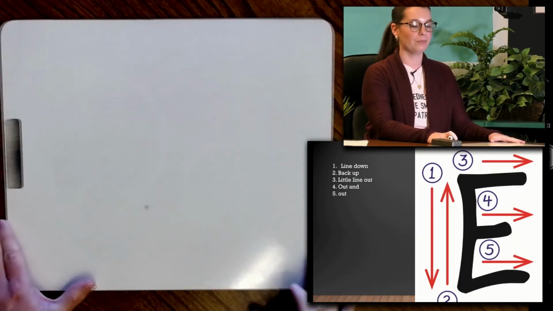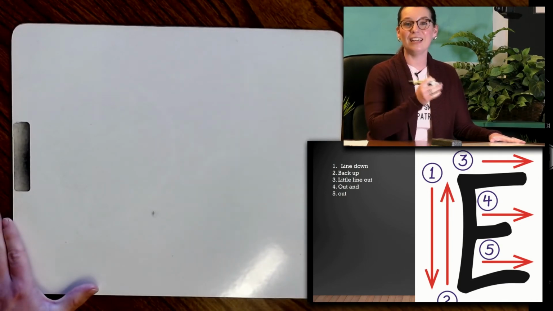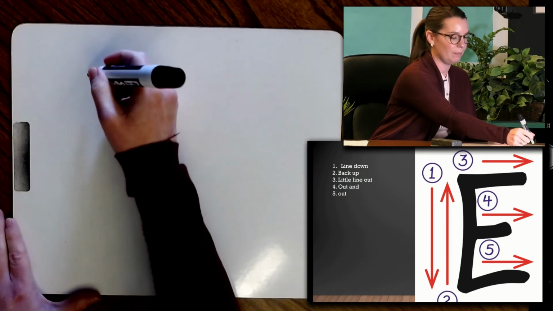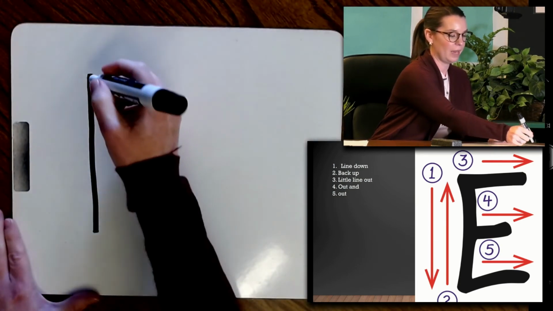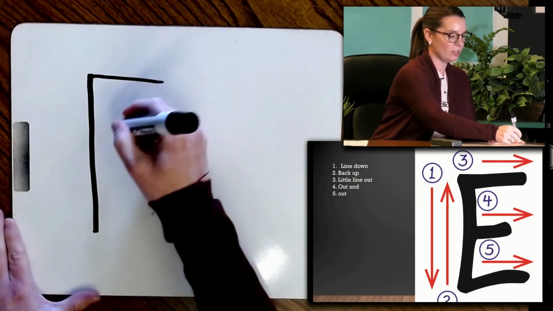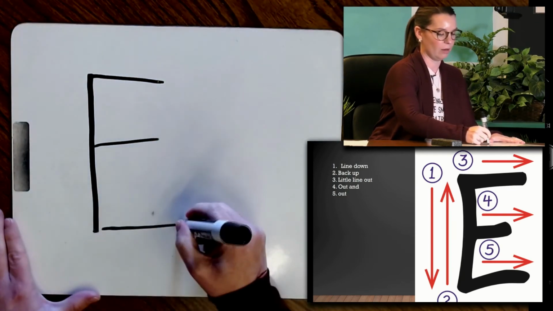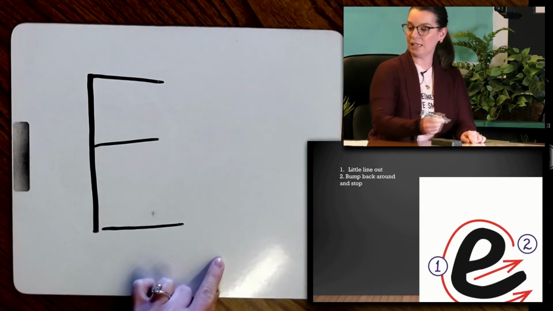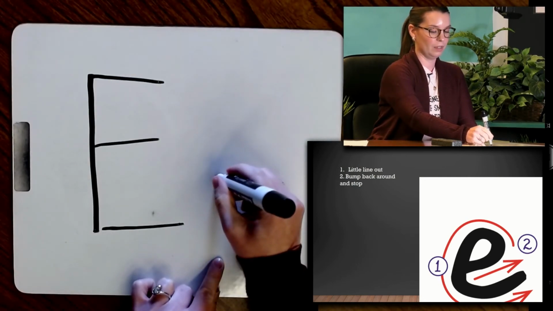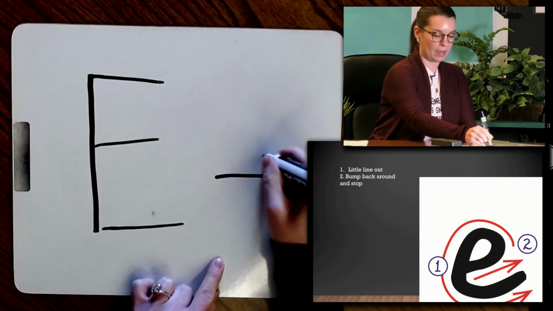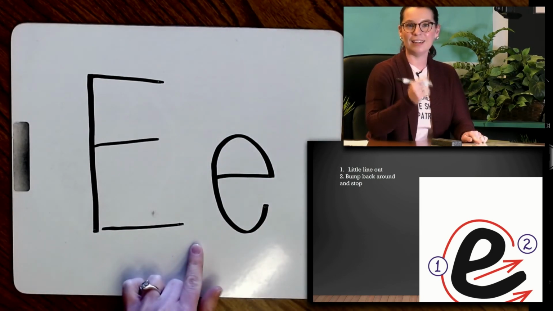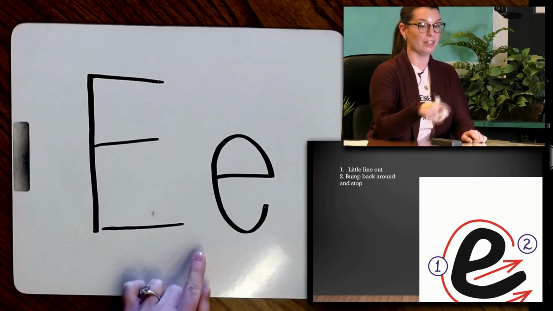Next letter. Name this letter. E. Sound this letter. Eh. Let's write this letter. Pens up, line down, back up, little line out, and out, and out. Lowercase e. Pens out, little line out, bump back around, and stop. Name this letter. E. Sound this letter. Eh. Erase this letter.